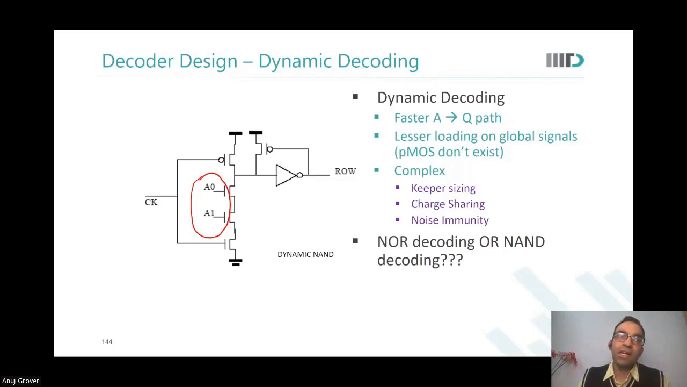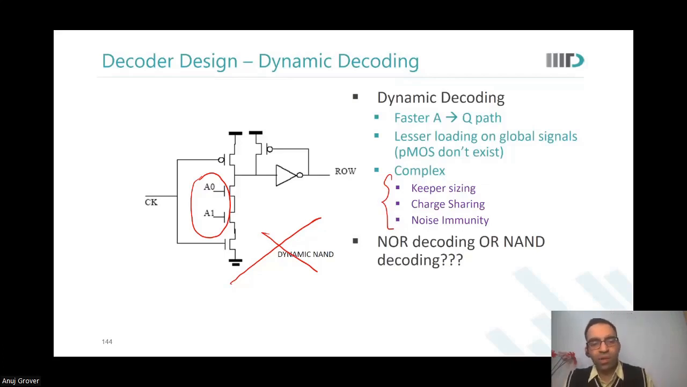In applications such as automotive applications, where safety is a very big concern, you probably would not want to go to dynamic decoding at all because of these challenges that we have with dynamic gates. Otherwise, if the error sensitivity is not that high, you can actually go for dynamic decoding. But then tell me one thing. Do you want NOR-based decoding or NAND-based decoding? What is preferred? NOR-based decoding is preferred.